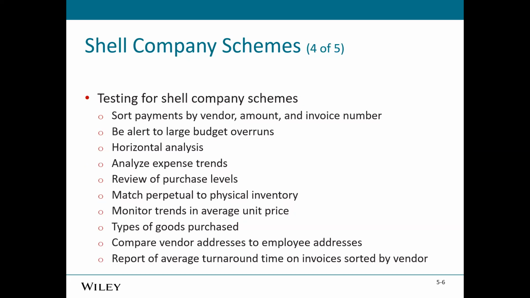Matching the perpetual to the physical inventory. This again will help if we are paying for goods that never actually arrived, and seeing if we have increased shrinkage, looking at our average unit price and the types of goods that are being purchased. Using big data, we can compare our vendor file of where we've sent those vendor payments to our employee addresses and see if any of those match up. And then finally, thinking about turnaround time on invoices. That could be another test that we could do to find those falsified items.